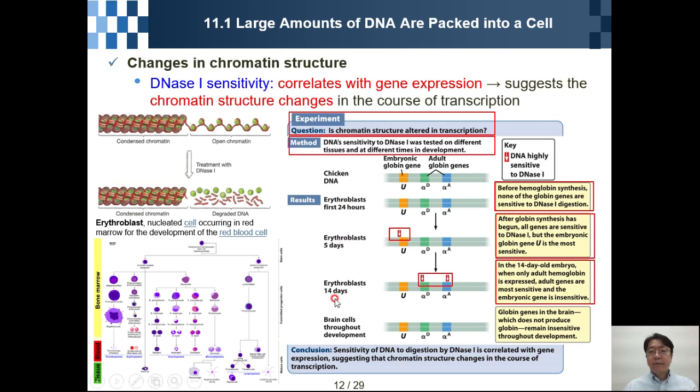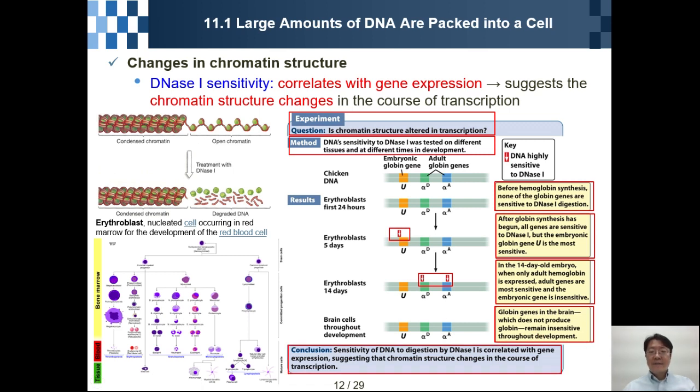And also, we collected a sample at 14 days erythroblast. Then we found that at 14 days, only the adult hemoglobin gene is expressed. So in this case, only the adult globin gene is most sensitive, and the embryonic globin gene is insensitive. However, in the brain cell we also collected the DNA and checked the DNase I sensitivity in U, alpha D and alpha A. The globin genes in the brain, which does not produce globin, remain insensitive throughout the development.